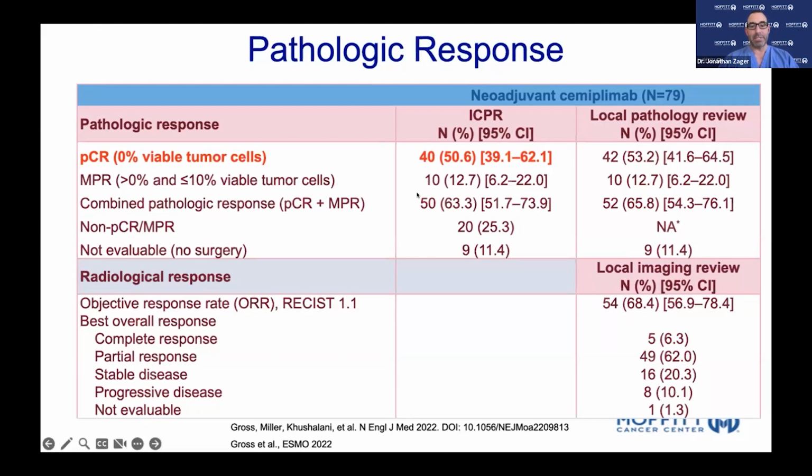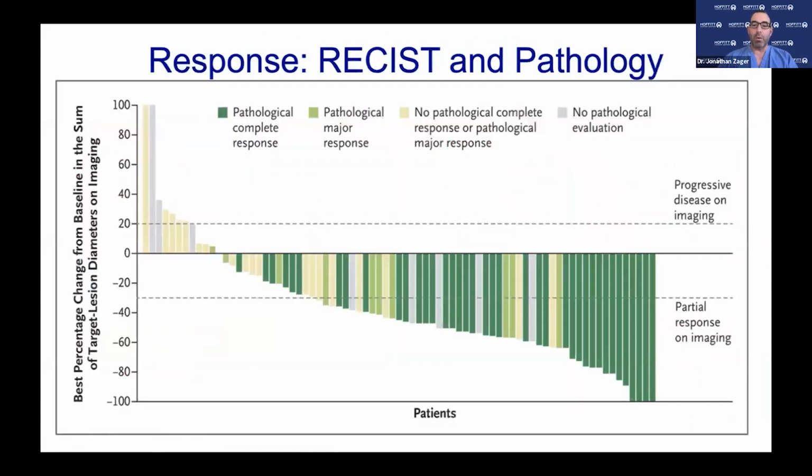And another 12% of the patients, they had a major path response, meaning that the tumor was mostly necrotic with a very small amount of viable cells, for a combined major pathologic or complete response of over 60%. So we know that anti-PD-1 immunotherapy in this population works.